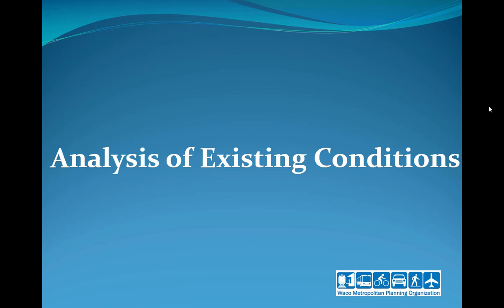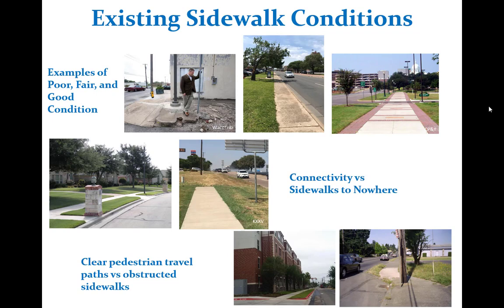So next we'll talk about the existing condition of the pedestrian and bicycle network. Here in the Waco region, we have sidewalk in various states of repair. Some sidewalks are in poor condition, like this example here on the left from East Waco. Some sidewalks are fair or okay. These sidewalks may be relatively free of cracks or obstructions, but might be too narrow or too close to traffic, like this example from Franklin Avenue. We also have good quality sidewalks that are wide, clear, separated from traffic, and in good condition.